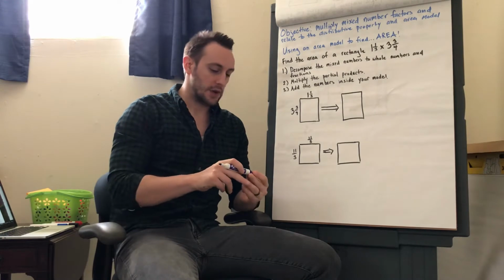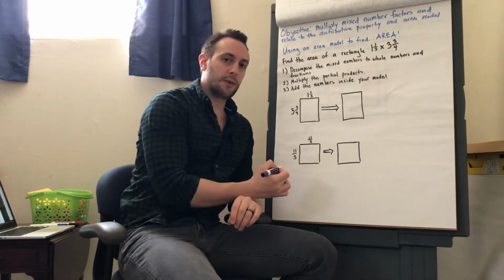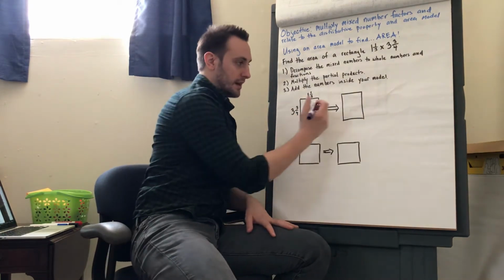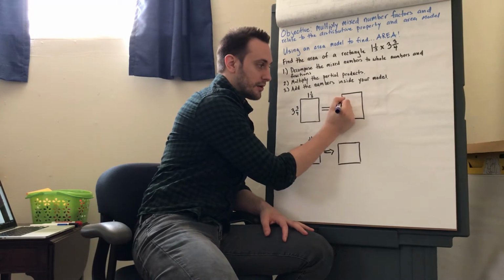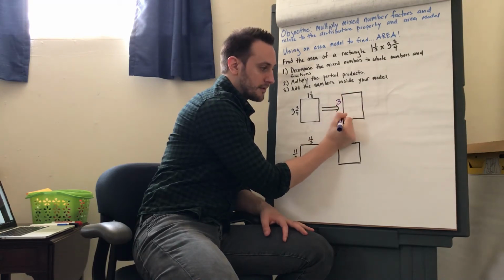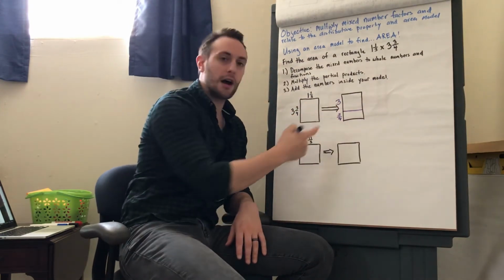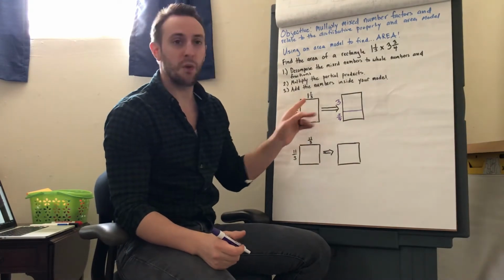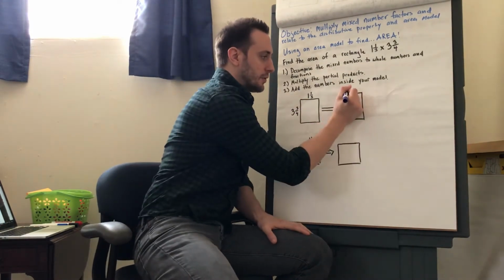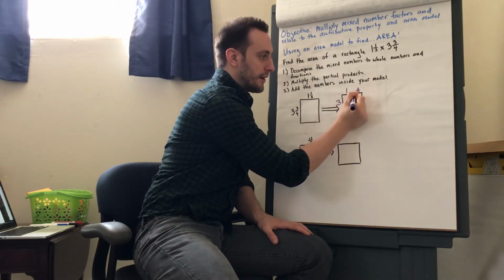So why don't we do this? We're going to take each mixed number and break it down. We're going to decompose it. So instead of 3 3/4, it becomes 3 wholes and 3/4. Okay? So I'm going to write them on the outside of the rectangle. And 1 1/3 becomes 1 whole and 1/3.